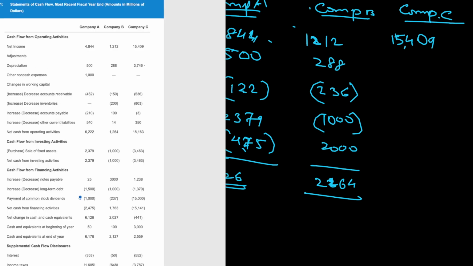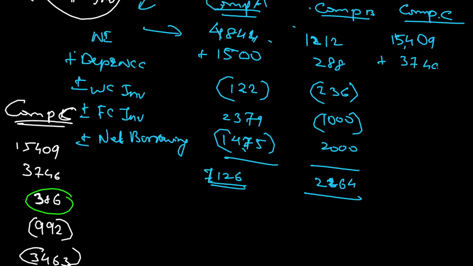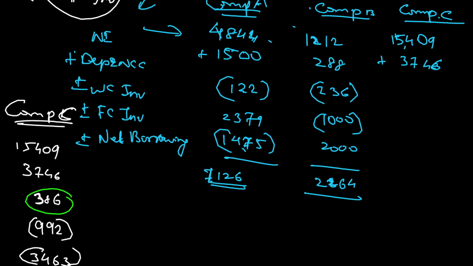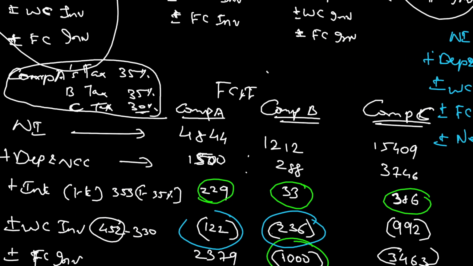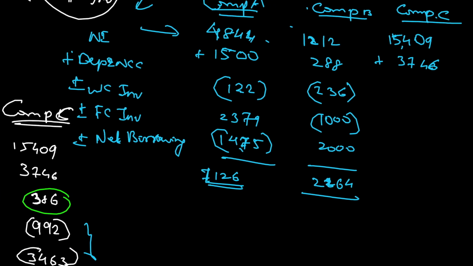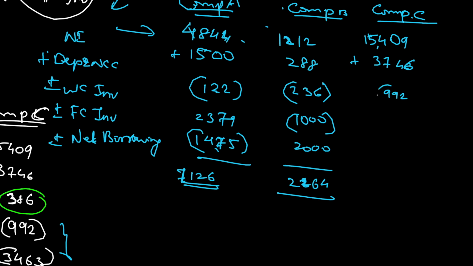Depreciation is 3746, so I'll add depreciation 3746, and then plus or minus working capital and fixed capital investments. For the third company, working capital is 992 and fixed capital is 3463, and both are in minus.